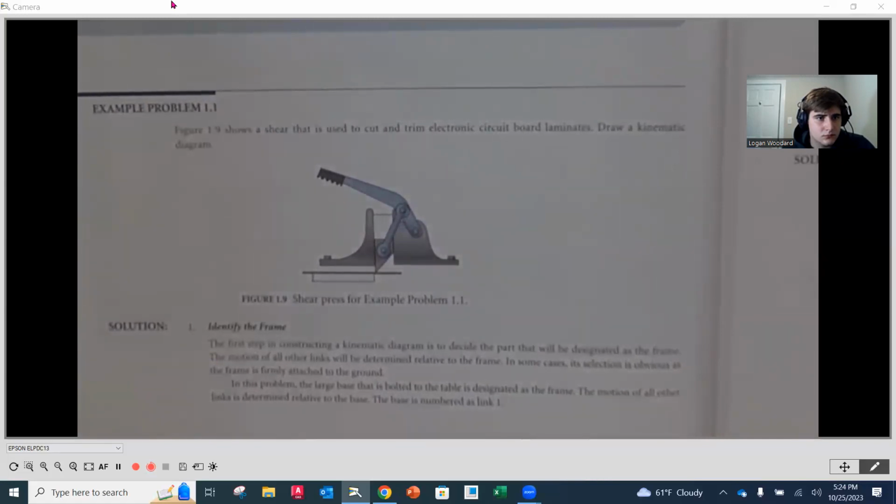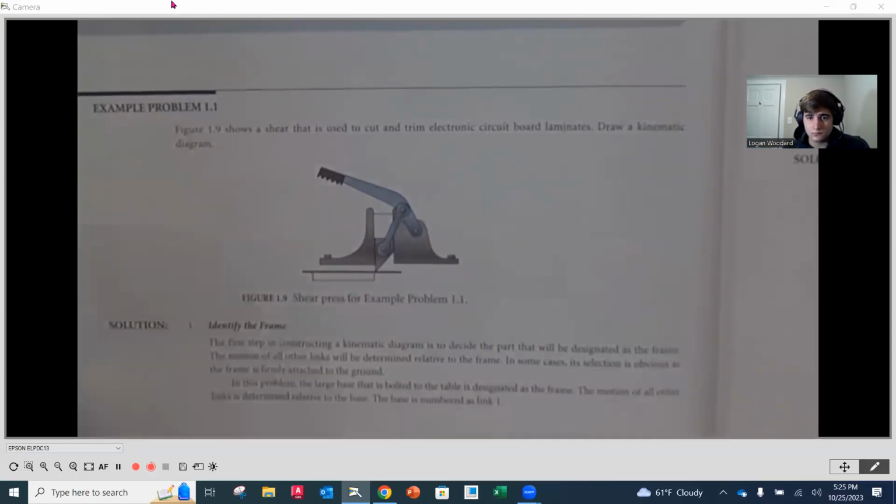All right. So first things first, we want to go through and identify the different links that are here, and also what the frame member is and the types of links that we have. So that's exactly where we start. We want to know, where is our frame? Where is the part of this linkage or mechanism that is going to remain stable?